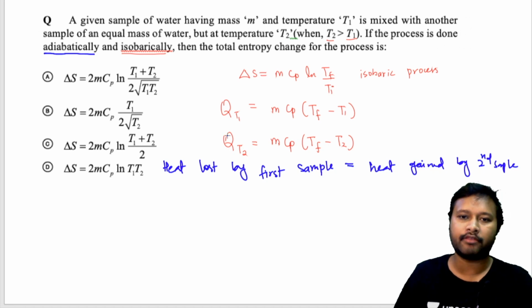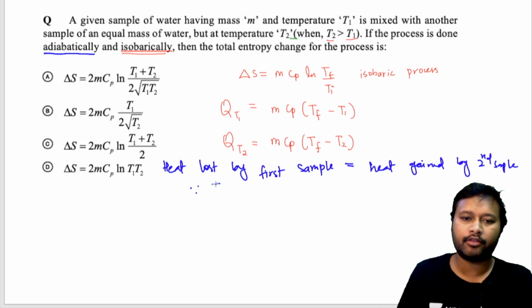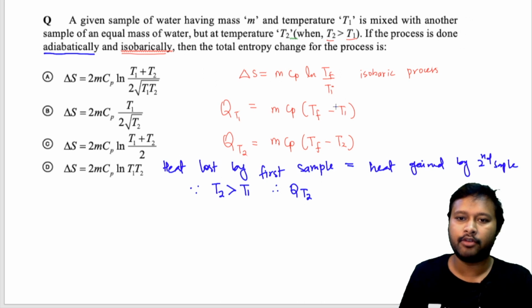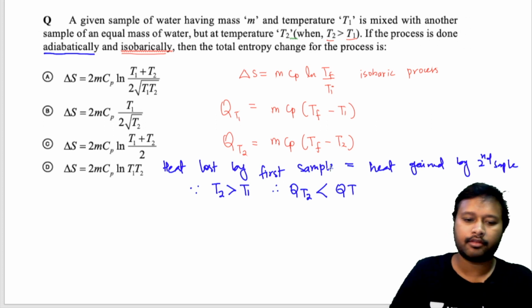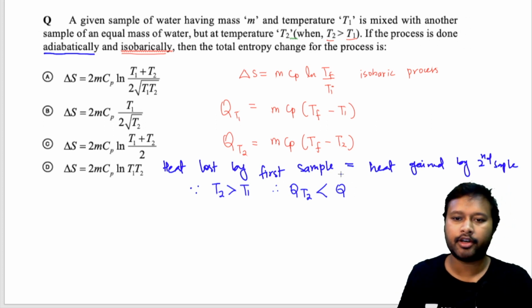Now this thing is also given to you that T2 is greater than T1. I'll just write down here that since T2 is greater than T1, therefore QT2 will become smaller than QT1. This is according to the values of T2 and T1 in the given equations.